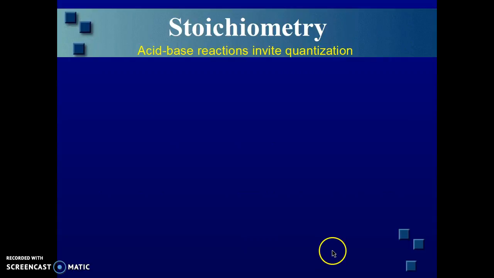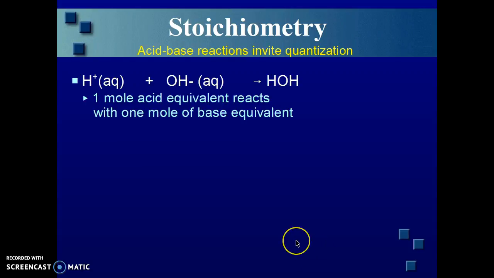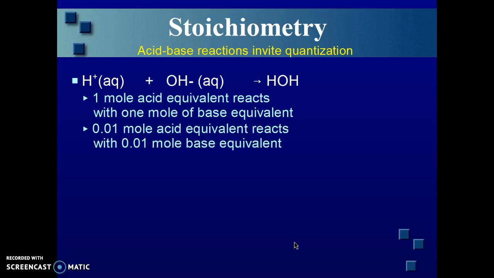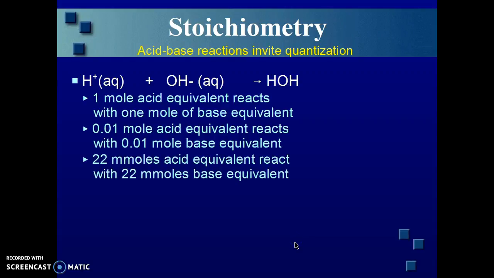Acid-base reactions invite stoichiometric quantization because 1 mole of hydrogen ions reacts with 1 mole of hydroxide ions to form 1 mole of water. Very predictable. We say 1 mole of acid equivalent reacts with 1 mole of base equivalent. We say also 0.01 moles of acid equivalent react with 0.01 moles of base equivalent, or 22 millimoles of acid equivalent react with 22 millimoles of base equivalent. It's always a 1-to-1 ratio in the stoichiometry.